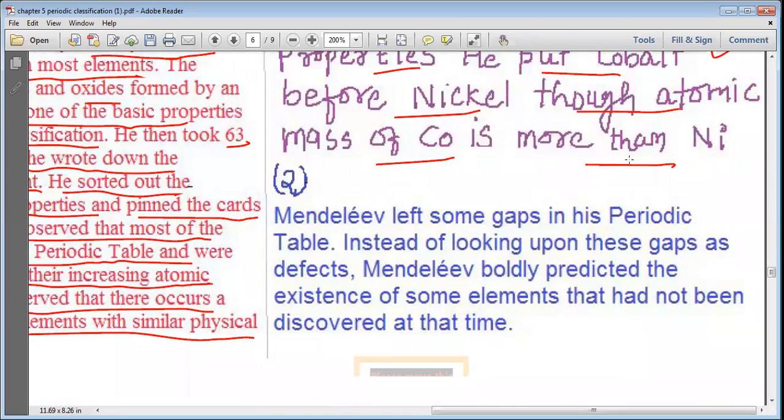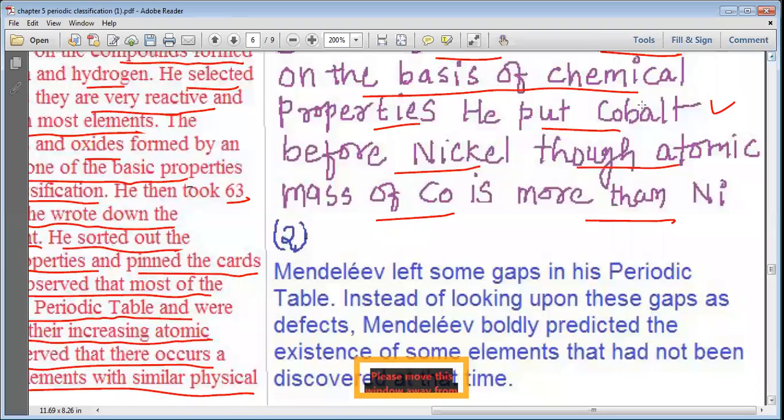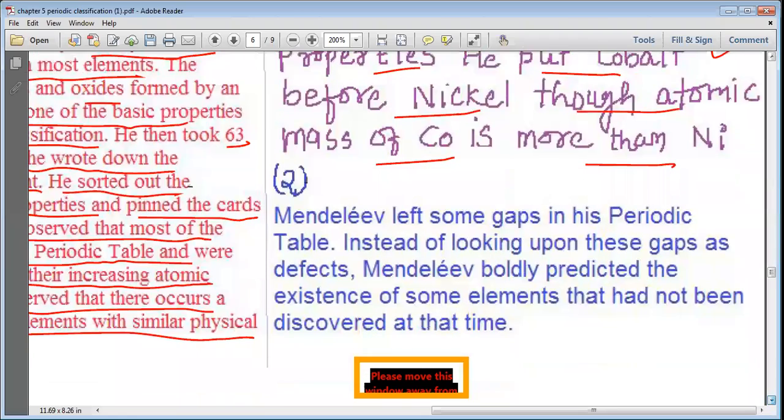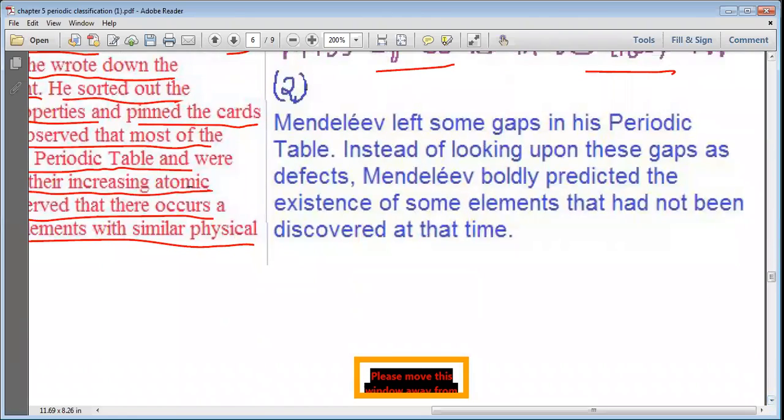Later on, we came to know that the arrangement of Mendeleev, where cobalt is placed before nickel, was the correct arrangement, and it has led to a proper arrangement of the elements in the periodic table.